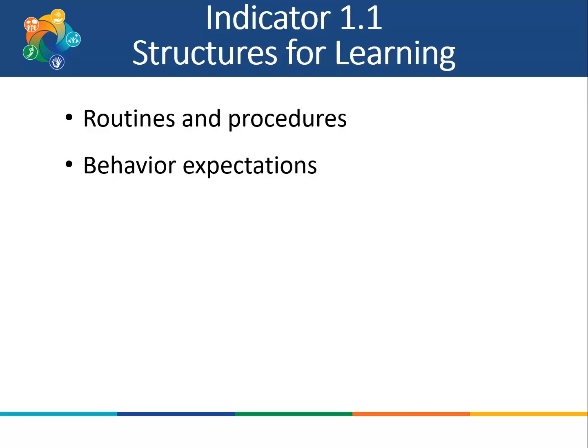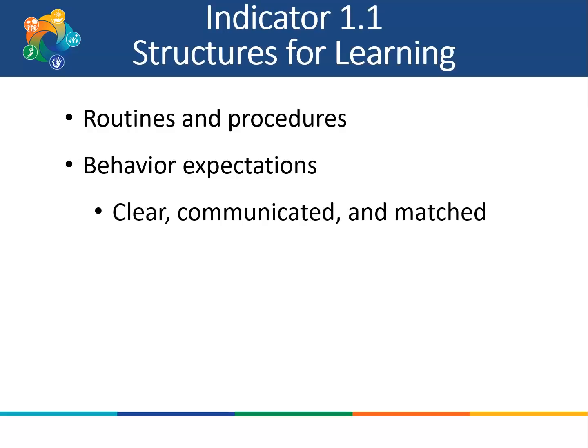As you read, you see the descriptors highlighted and bolded in the framework. The first two descriptors are routines and procedures and behavioral expectations. The framework describes not only that routines and procedures and expectations are in place, but that they are clear, communicated to students, and match to students' needs.